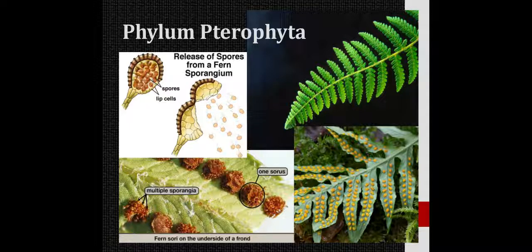And here are just some pictures sort of showing you that fern frond. If we flip it over, we can see the sporangia, the sori, on the underside of the leaf. That sori is going to be holding on to the spores, and they will release the spores, which will grow into more ferns.